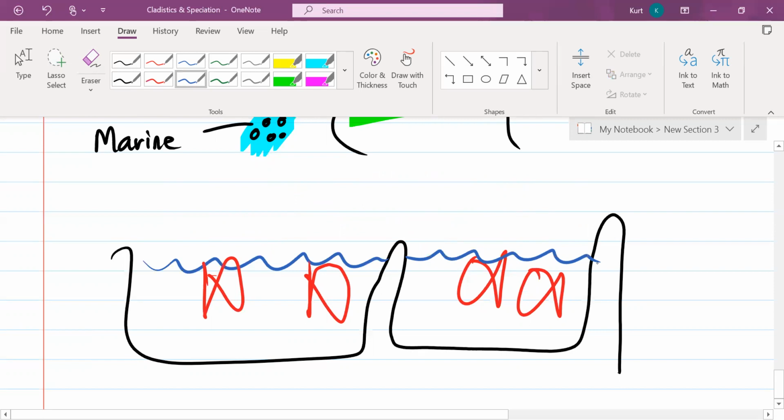Now they're separated, and they're going to be exposed to their own unique mutations, their own unique selective pressures in their corner of the lake. And this is not a matter of if they will become new species, but just a matter of when.